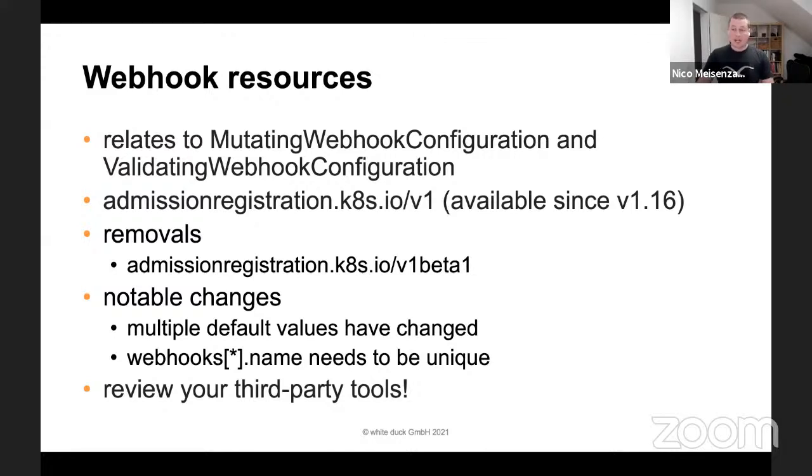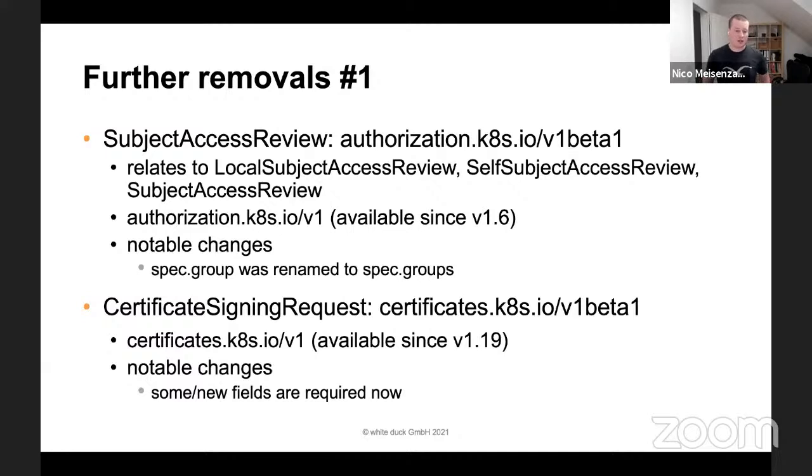So those have been the bigger ones, but we also have some smaller ones which might not be required for anyone. But you also have some changes in the authorization API here for subject access review and others. Also here, there is a stable version available since 1.6, so pretty long. And now it's time to also remove this beta version here. Some smaller changes, just in the spec group field, which got renamed to spec groups. Nothing more here, but still, if you rely on the beta version, you will have to upgrade your deployments here.